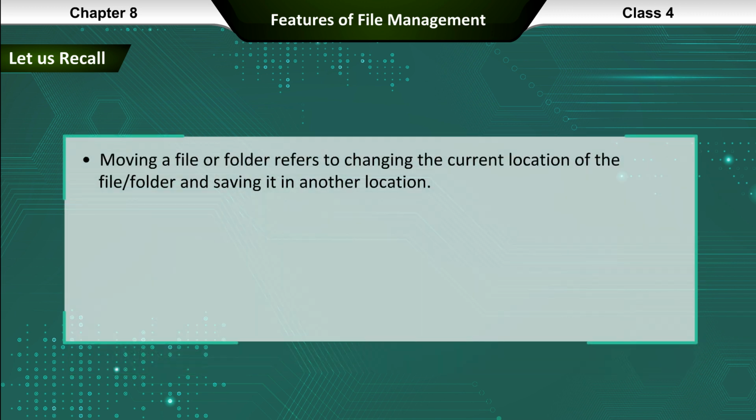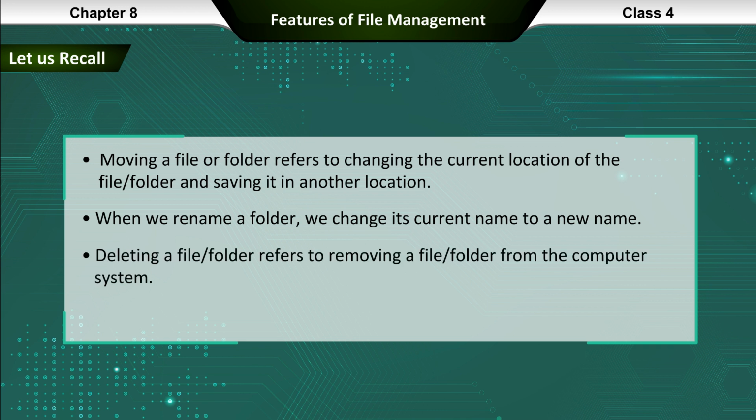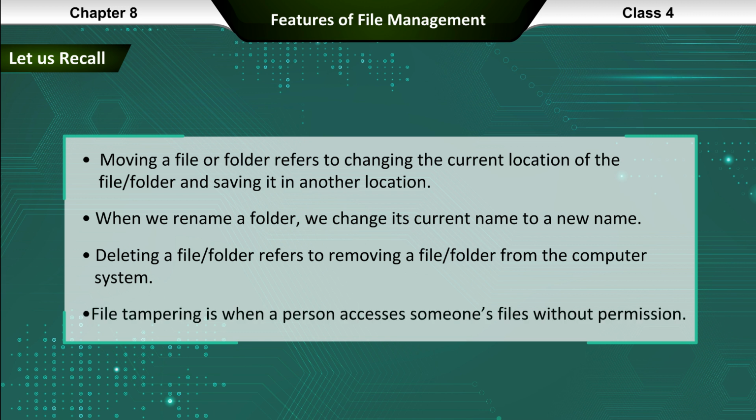Moving a file or folder refers to changing the current location of the file or folder and saving it in another location. When we rename a folder, we change its current name to a new name. Deleting a file or folder refers to removing a file or folder from the computer system. File tampering is when a person accesses someone's files without permission.